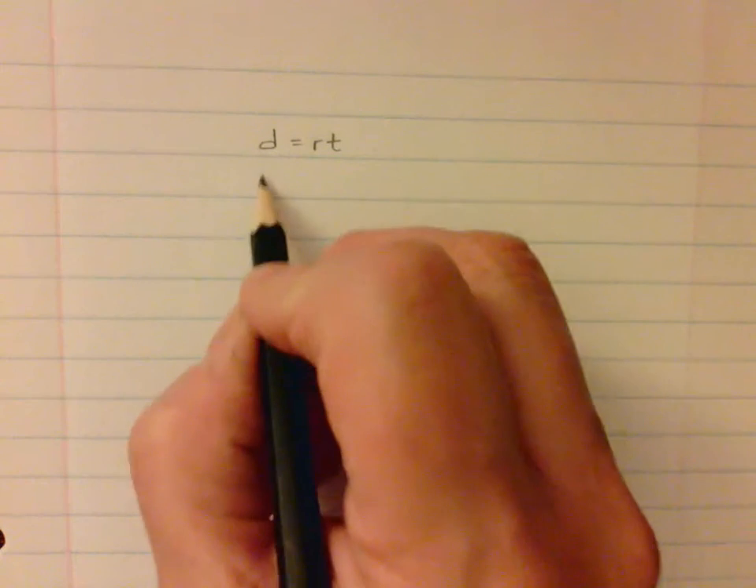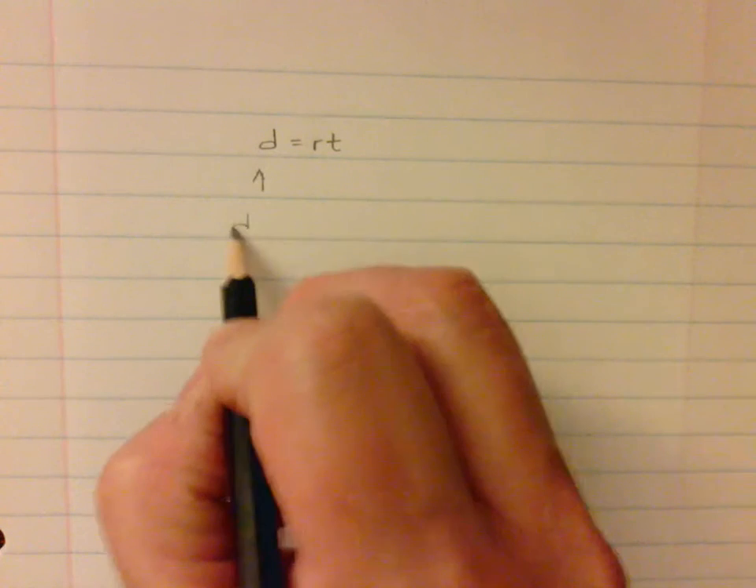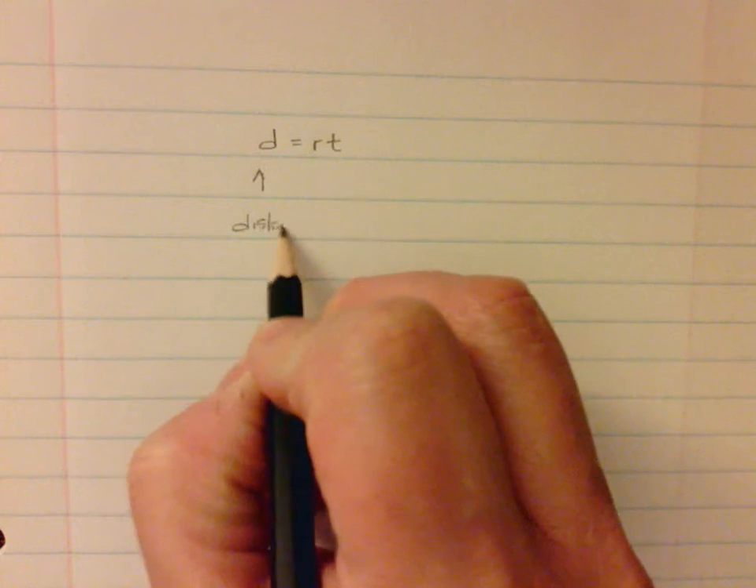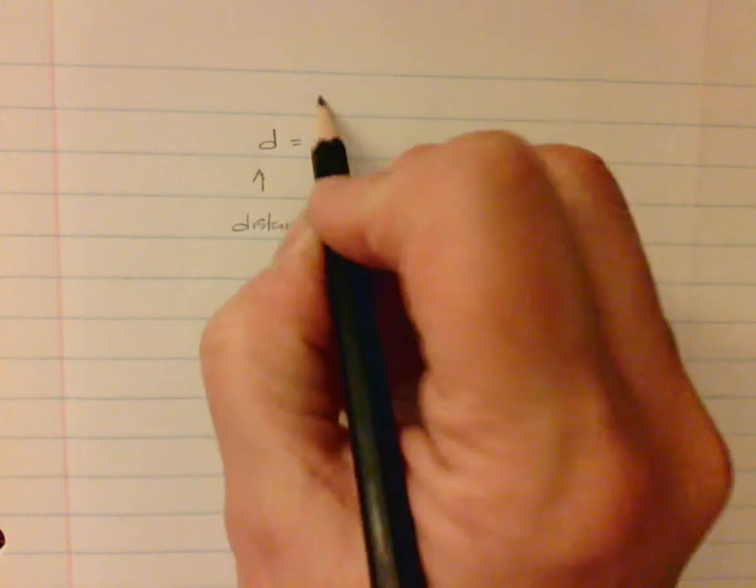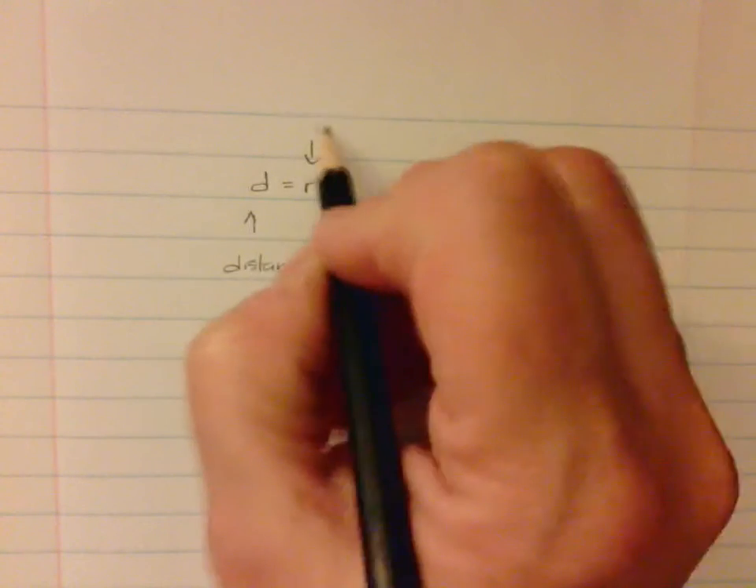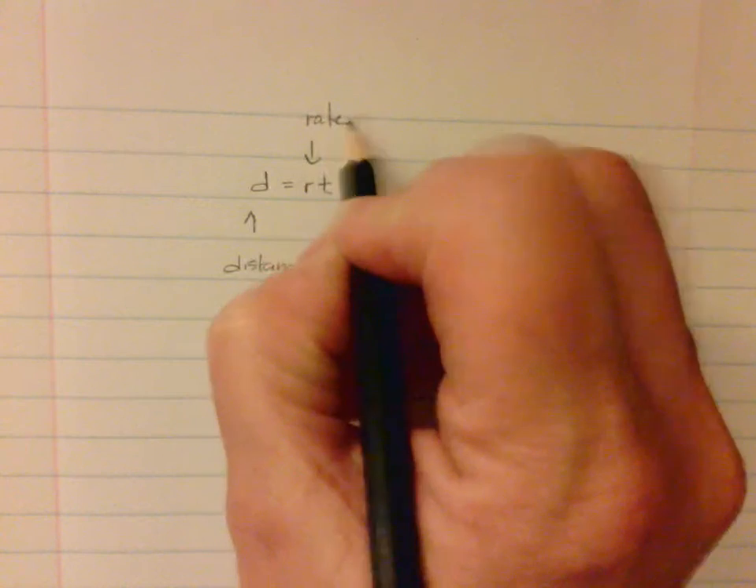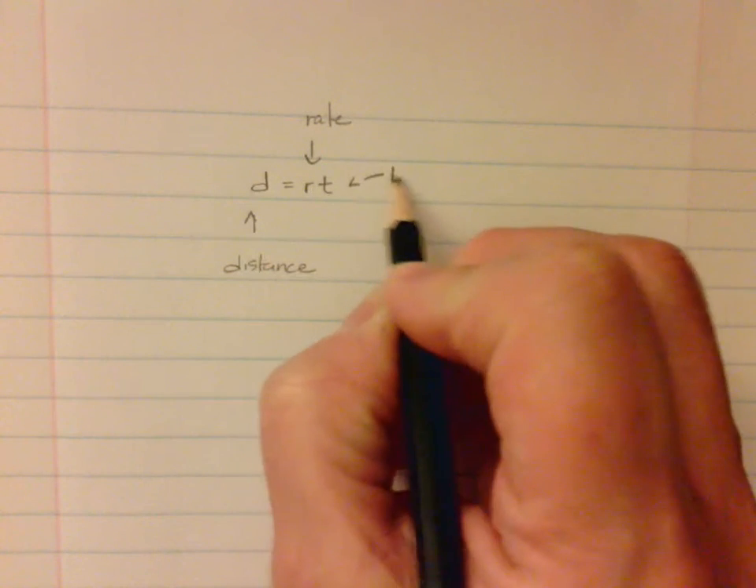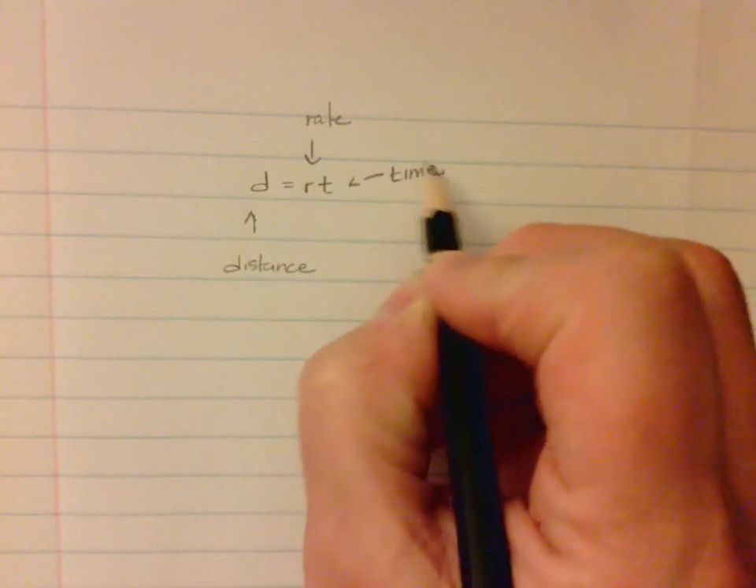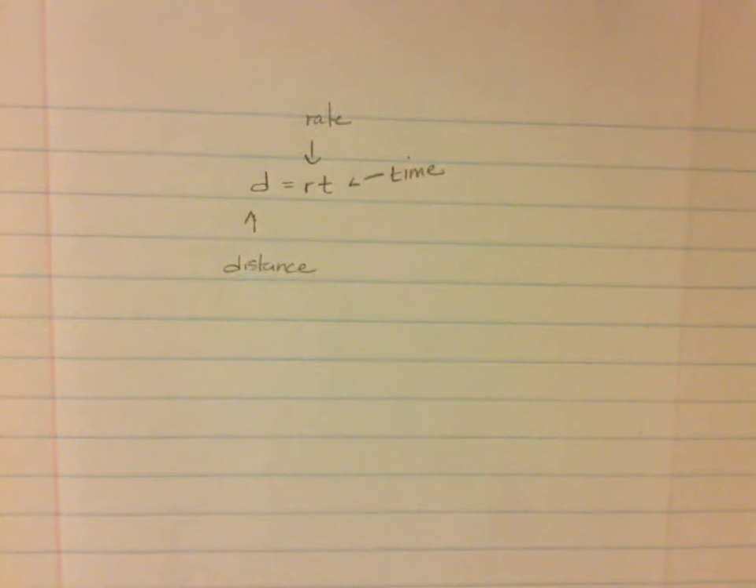And it looks like this, where this is distance, and this is rate, and this is time. And we say that distance is equal to rate times time. So that might look a little confusing, but let's look at an example. Excuse me, and I think that it will make sense.